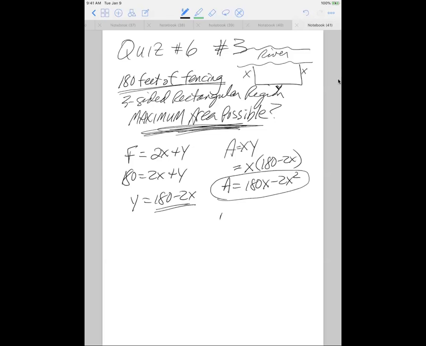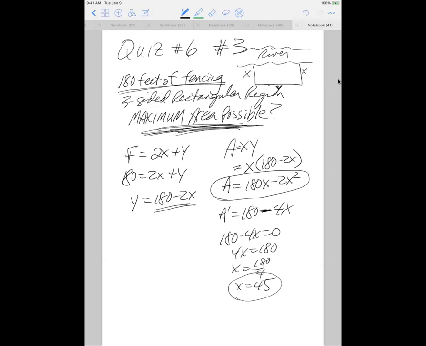So take the derivative: A prime equals 180 minus 4x. Everybody comfortable with that? Bring the 2 down, multiply by the 2, you get the 4x. Now set that equal to 0. I've got 180 minus 4x equals 0, 4x equals 180, x equals 180 over 4, which turns out to be 45. So I've got x equals 45. That doesn't answer the question. I need the maximum area.